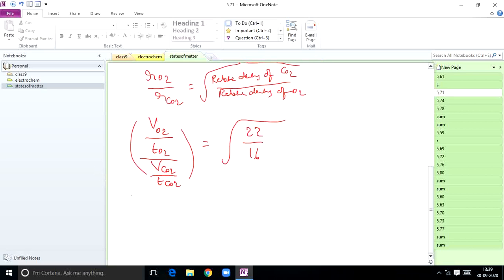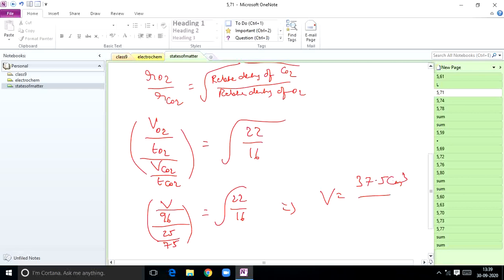What is the volume of oxygen given here? Volume of oxygen we don't know, so V. Time taken for the diffusion of oxygen gas 96. Volume of carbon dioxide 25. Time taken for the diffusion of carbon dioxide 75 is equal to square root of 22 by 16. Students, you solve this one. You will get V value. Approximately you should get 37.5 cm3. Very easy sum. If you read the content, you will get it easily.